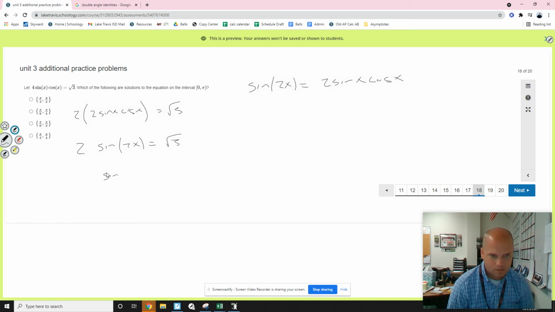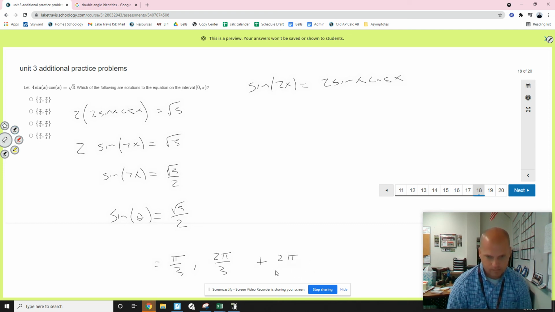Divide by 2, sine 2x equals root 3 over 2. Now we have one of these questions where it's like, for what angles does sine equal root 3 over 2? Sine equals root 3 over 2 at the pi over 3's. So my angles are pi over 3 and 2 pi over 3, and then multiples of 2 pi of those, 2 pi times n.